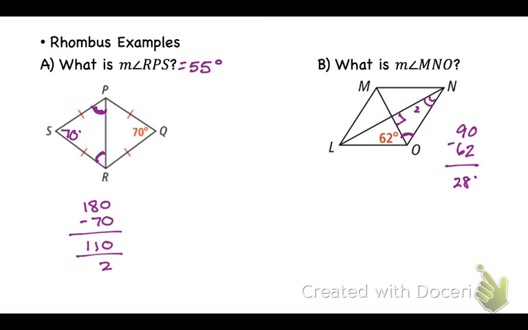So here is 28, but I wanted the whole thing. So 28 plus 28. Okay, 28 times 2, or 28 plus 28, right? I'd rather multiply than add. So it's 56 degrees. So again, guys, is this anything really new? No.